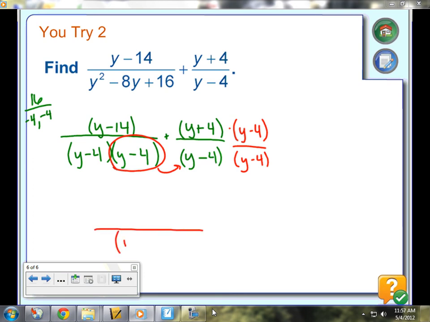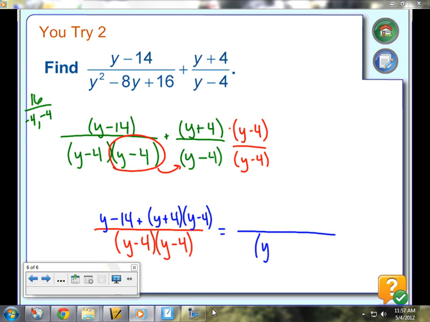Now we'll write everything over our common denominator. And what do we get on top when we combine this? Well, the y minus 14, we haven't done anything to, so that just stays y minus 14. But we're going to add the FOILed version of these two factors into the problem. So what do we get when we expand these? Let's rewrite this stuff. Alright, so let's expand.